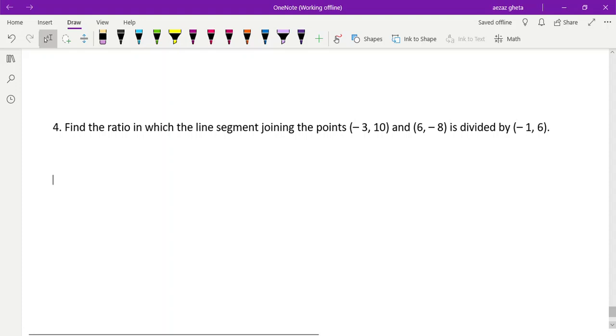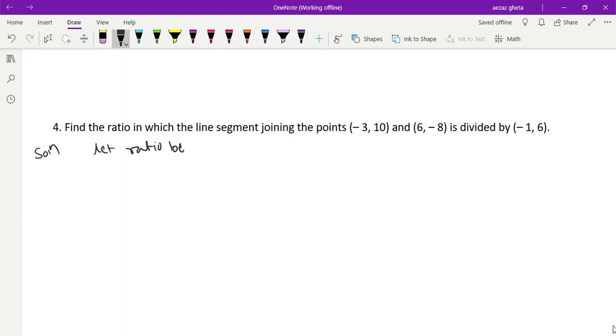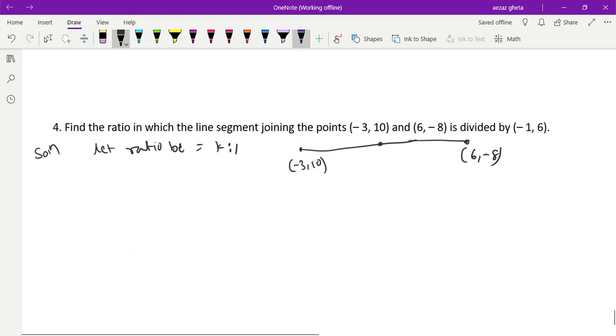Now the next question. Find the ratio. This is for theoretical parts, so 2 or 3 marks. So let the ratio be k is to 1. Think of a line segment here, (minus 3, 10), (6, minus 8). It is divided by (minus 1, 6), and the ratio we should find. K is to 1 we have taken. X1, Y1, X2, Y2.